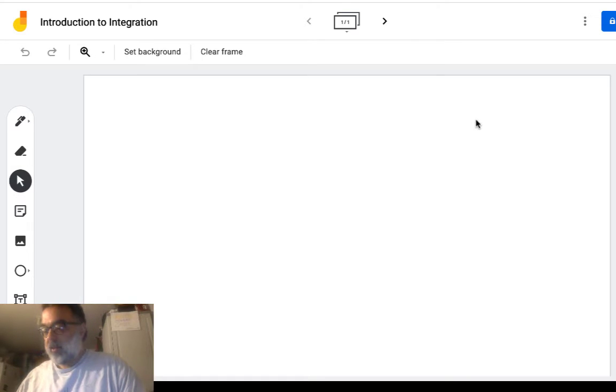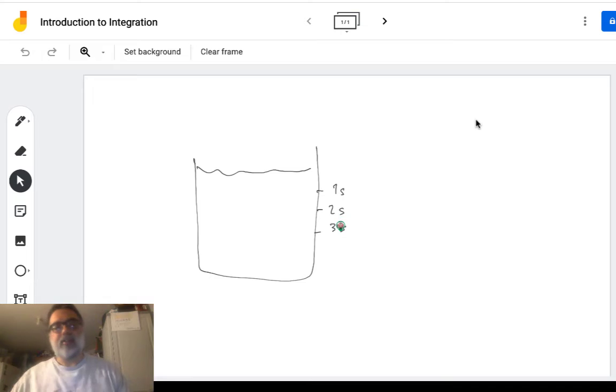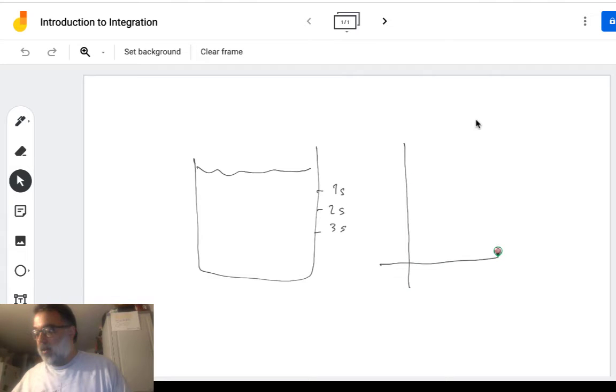We've got water, and then we take mark times. Well, after 1 second it's here, after 2 seconds it's there, after 3 seconds it's there. How quickly is it changing? And when we graph that behavior, we've got some water level and it's falling.